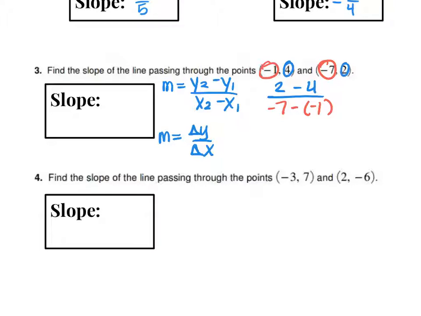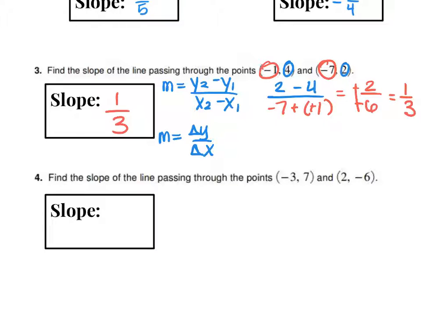So 2 minus 4 is -2 over -7 minus -1. That changes these to positive. So -7 plus 1 is -6. I've got my 2 negatives here, so those cancel out to positives, and 2 over 6 simplifies down to 1/3. So my slope is going to be 1/3.